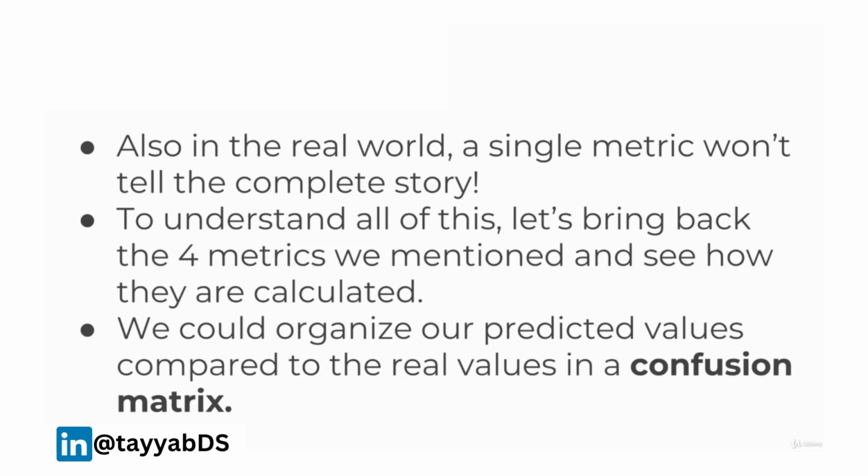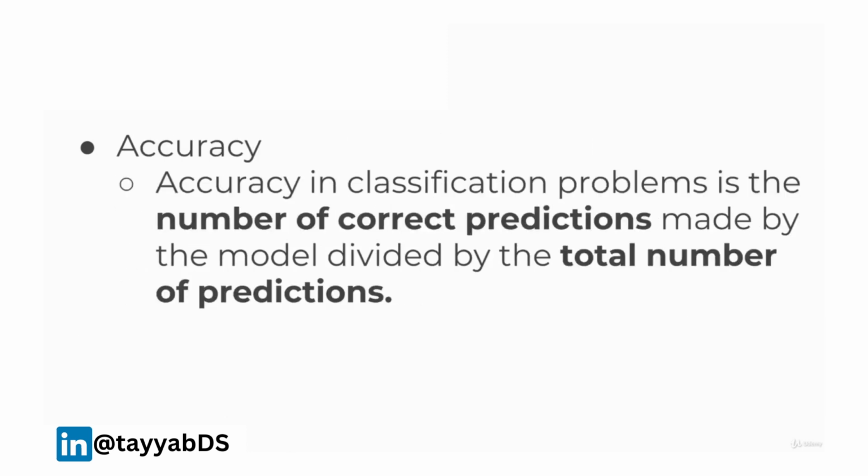And we could organize our predicted values compared to the real values in what's known as a confusion matrix. And in the next lecture, we're going to have a whole discussion of the confusion matrix. But for right now, let's look at accuracy. Accuracy in classification problems is the number of correct predictions made by the model divided by the total number of predictions. So again, we tally up how many times the model was correct, and then we divide it by the total number of predictions the model made.